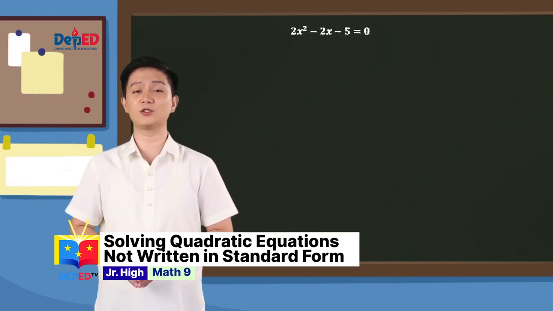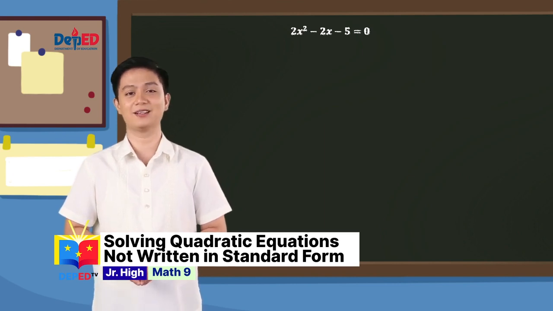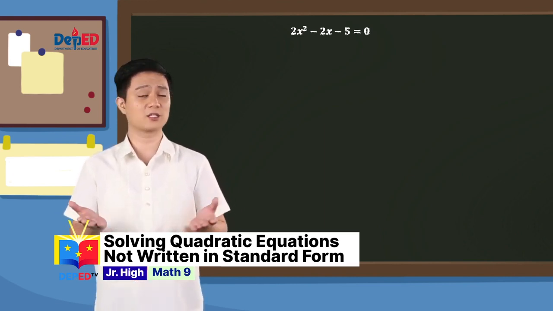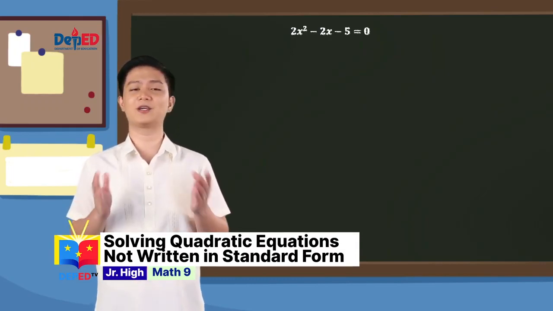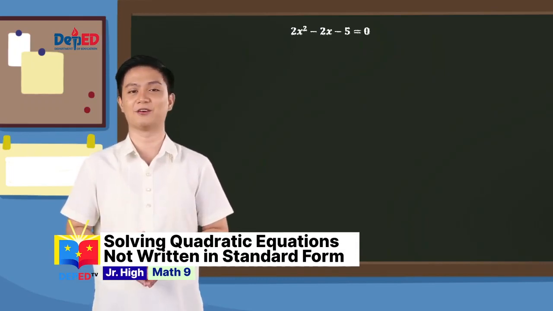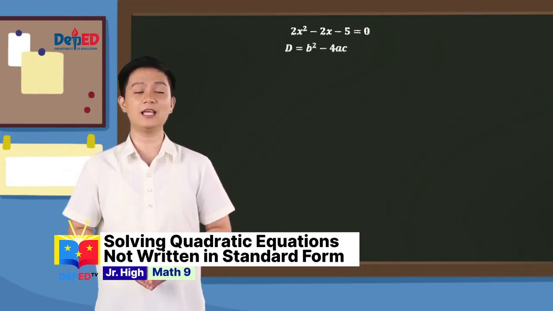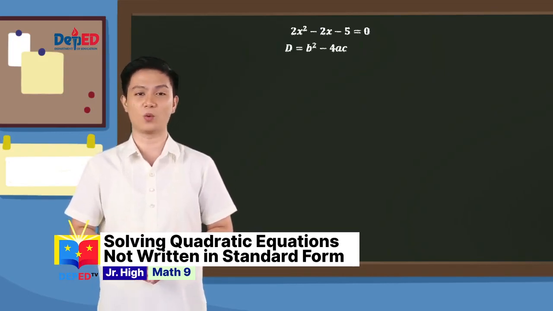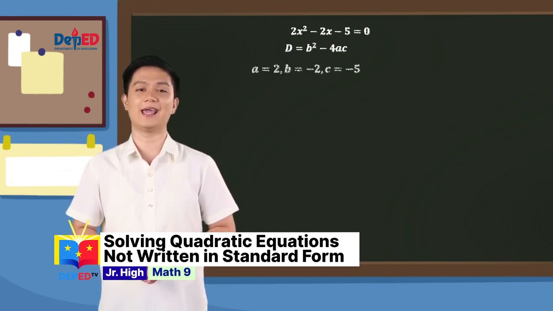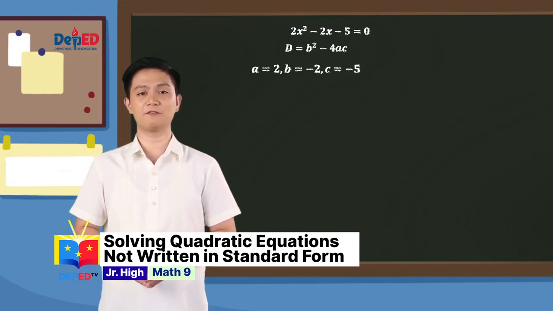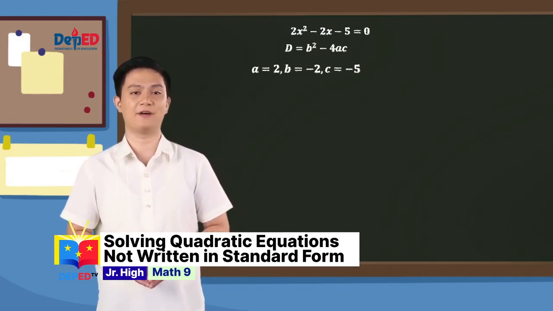Let's solve equation number 3. 2x squared minus 2x minus 5 equals 0. Can this be solved by factoring? We can use its discriminant to find out. Recall that the discriminant d is equal to the value of b squared minus 4ac. In the equation, a is 2, b is negative 2, and c is negative 5.